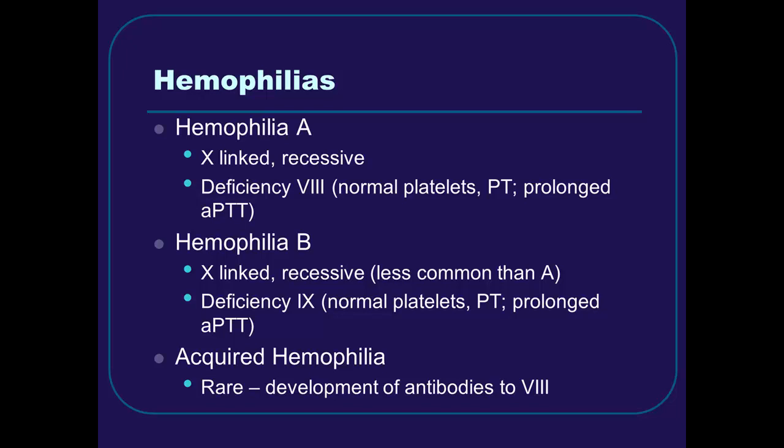So remember that with coagulation factor defects, you're going to look for bleeding into joints, into muscles, and frequently without apparent injury. There is also an acquired hemophilia that is quite rare, and this is usually an autoimmune disorder, and it causes the development of antibodies to factor VIII. And I include that for completeness.